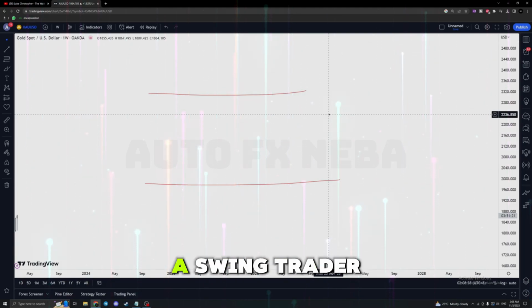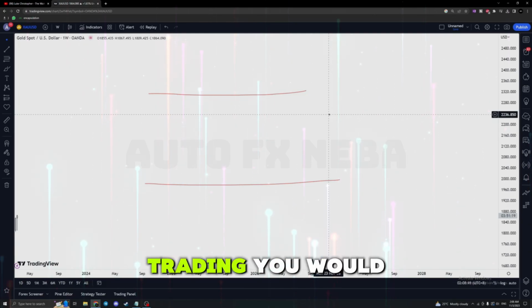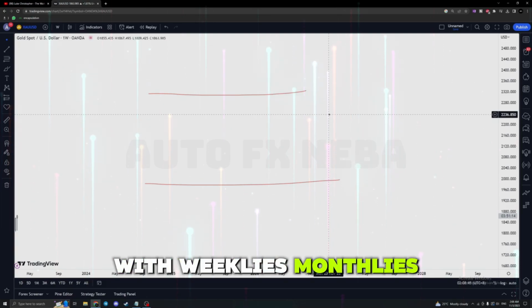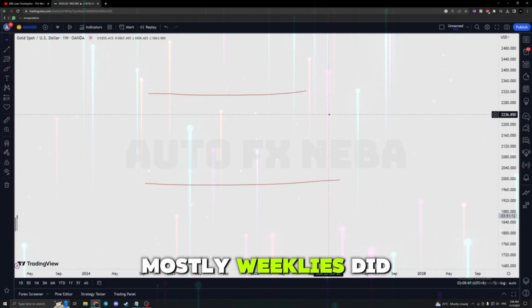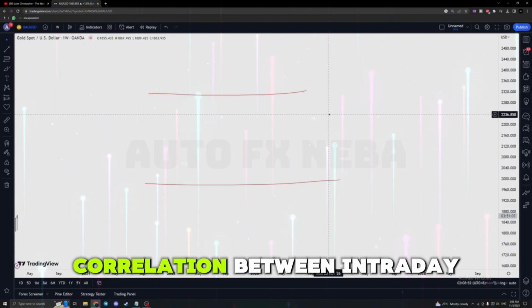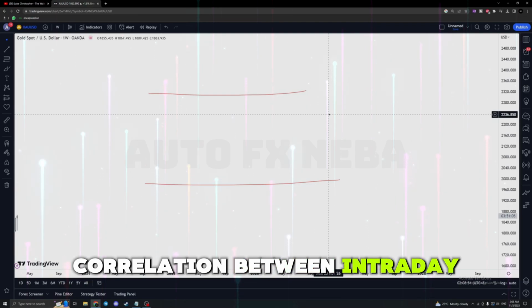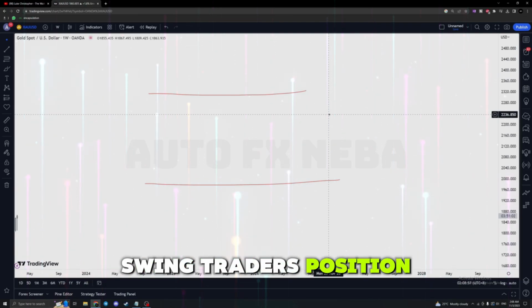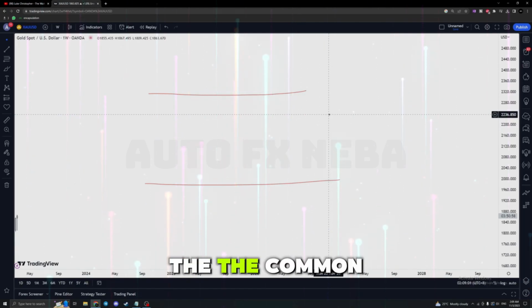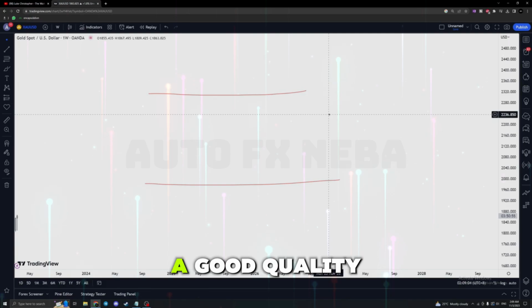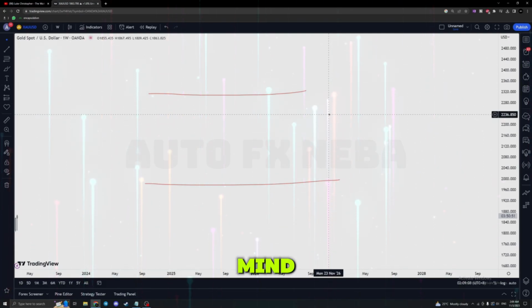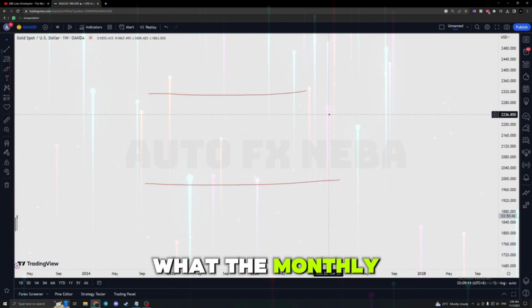When you are a swing trader such as myself, I enjoy swing trading, you would be messing around mostly with weeklies, monthlies. The common correlation between intraday traders, swing traders, position traders, regardless of whether you're messing around with the daily or the weekly, is this: a good quality intraday trader still keeps in the back of their mind what the weekly is doing and what the monthly is doing.